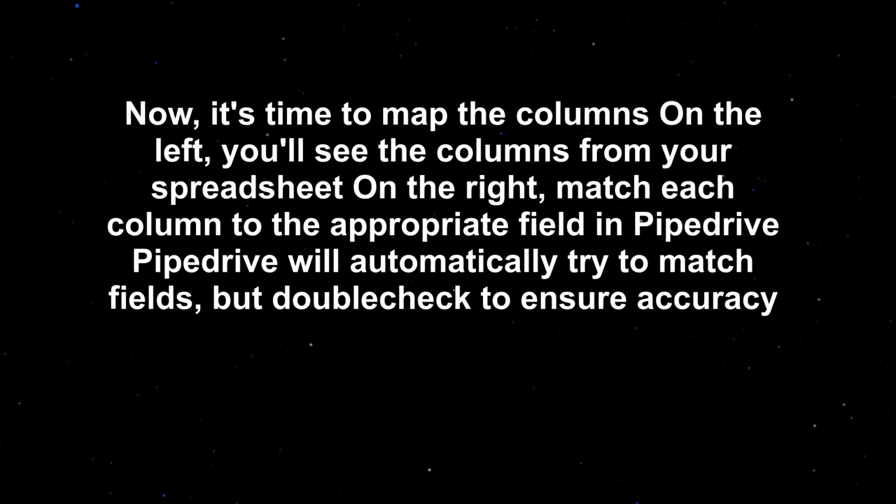Now, it's time to map the columns. On the left, you'll see the columns from your spreadsheet. On the right, match each column to the appropriate field in Pipedrive. Pipedrive will automatically try to match fields, but double-check to ensure accuracy.